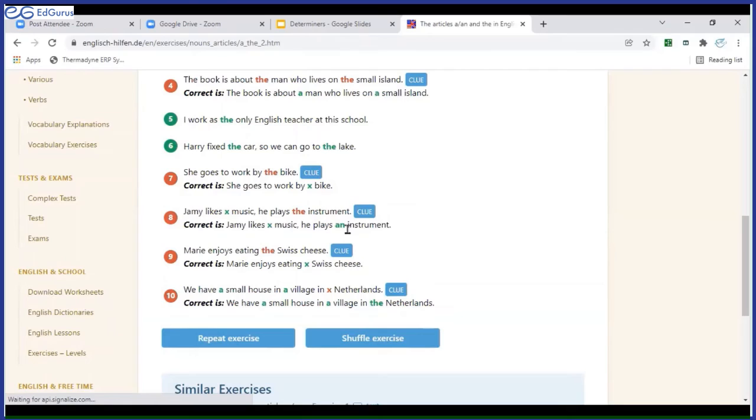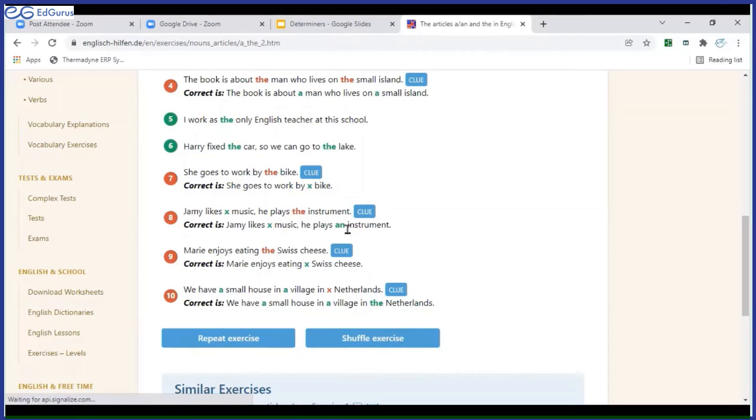Right? Okay. Mary enjoys eating the Swiss cheese. No, your answer is right. I don't know why they haven't accepted, but your answer is right. Okay? Because Mary enjoys eating cheese. It's fine. But the Swiss cheese, it specifies one particular kind of cheese.